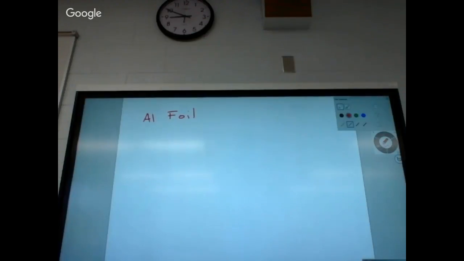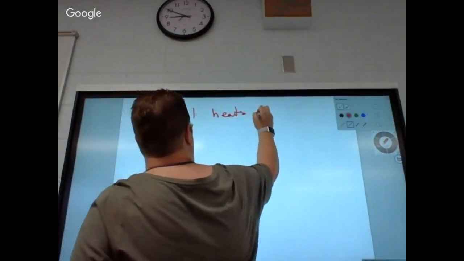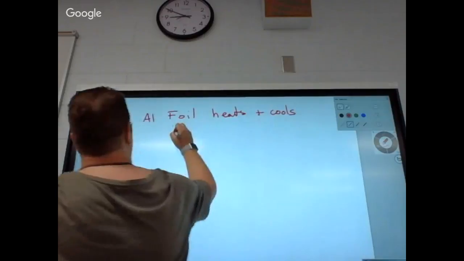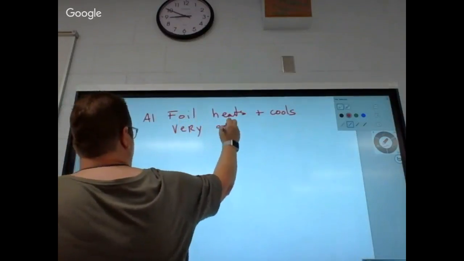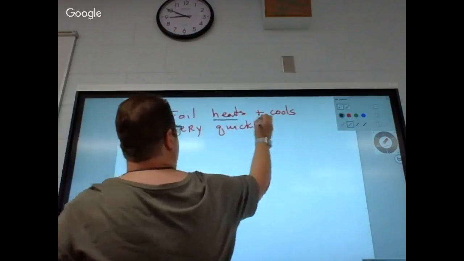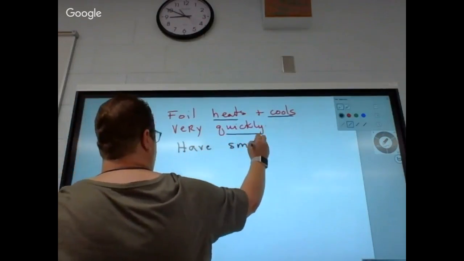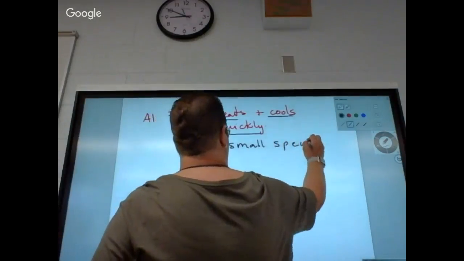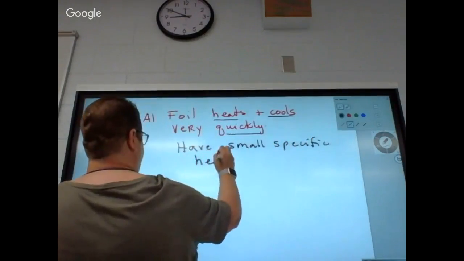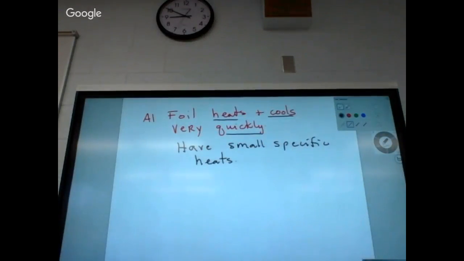It's very quick, okay? Aluminum foil heats and cools very quickly, okay? Now, things that heat and cool quickly have small specific heats. Now, anything with a small specific heat is going to be like aluminum foil. So if you have gold, which has a 0.129 specific heat, it's going to heat and cool even faster.